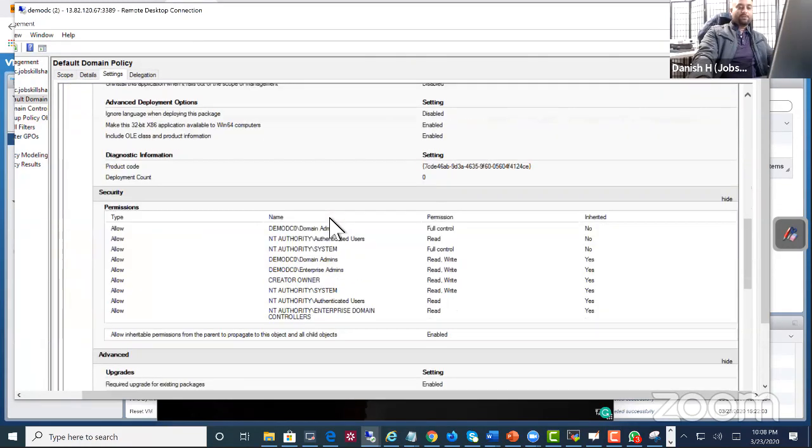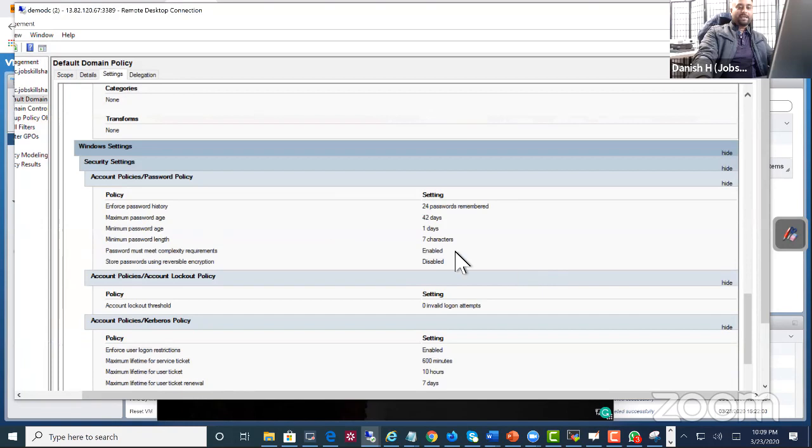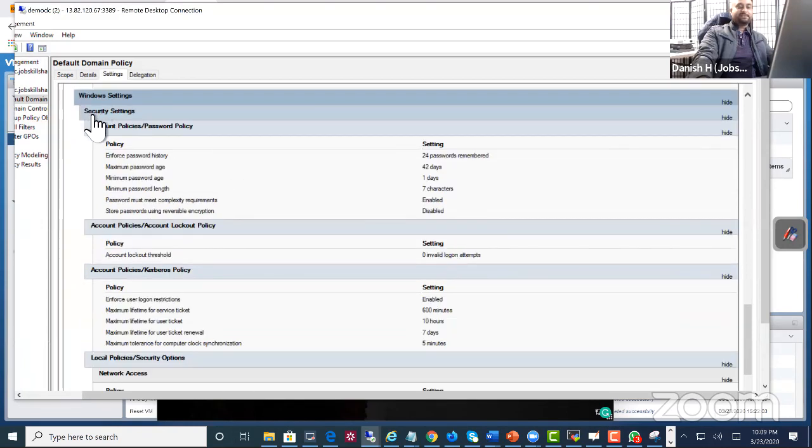So the first thing I would do right now is come down to Windows Settings, Security Settings, Account Policies, and there you go. Your answer is right there. So your answer is correct, 7 characters, but where is it coming from? Group policy, and this is the setting we're talking about. So now you know about what? 7 characters.